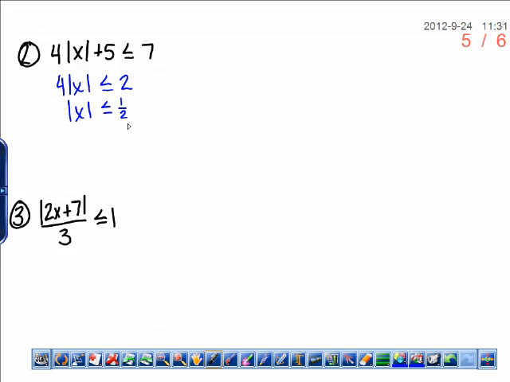Now this one's a really simple one, right? Because there's no stuff happening on the inside. But I still want us to practice our process. So I'm going to draw my think bubble.